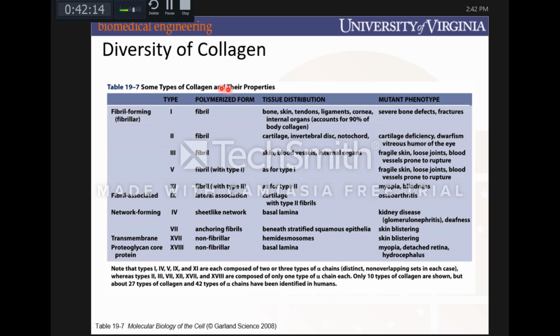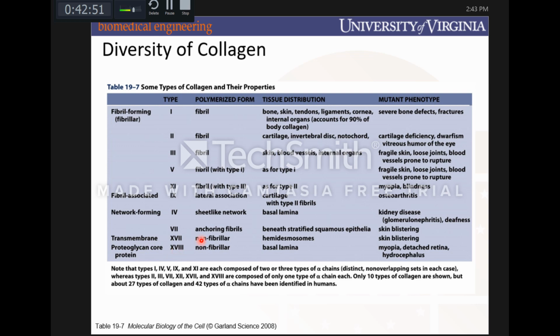You've got fiber-forming ones, and you don't have to memorize all these, so please don't worry. But just know that there are fiber-forming collagens. There are fibril-associated, so they're fiber-like, or they associate with other collagen fibers. Collagen 4 is found in the basement membrane, like we talked about. And then there's some newer ones, and I feel like they make a new one every week. Transmembrane and proteolytic core proteins. So they were first identified as these long fibers, and then someone figured out that their structure was Gly-X-Y.